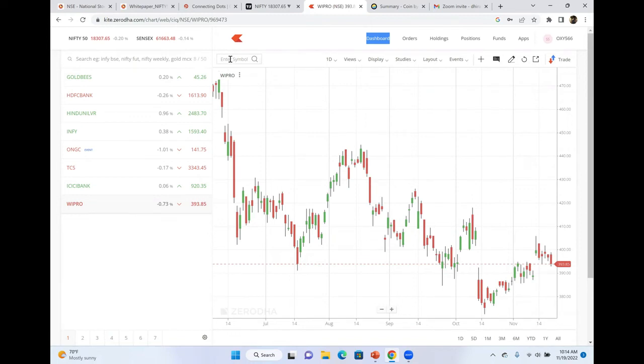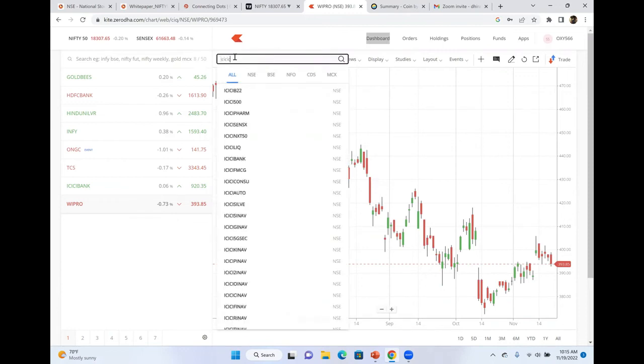The other way is that I'm on the chart screen, and here I can change from Wipro, if I want to change it to ICICI Bank.